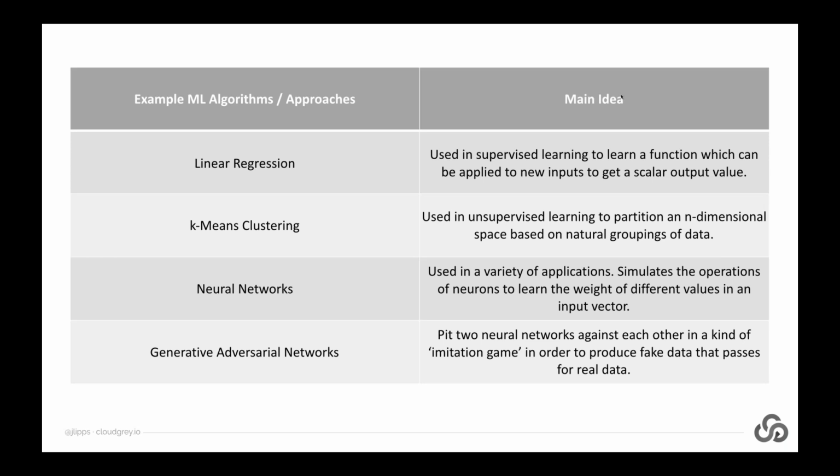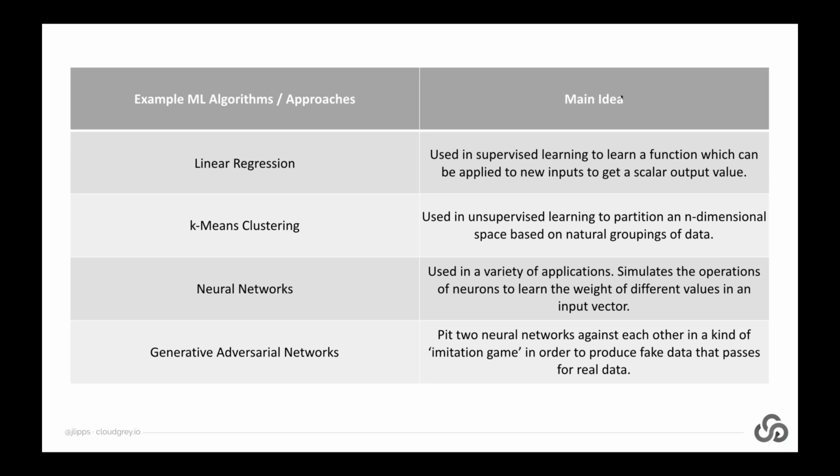Something you've probably heard about is neural networks. Now, neural networks are used for a lot of applications. The idea behind neural networks is that they actually simulate the operation of neurons in human brains to learn how important different values in an input vector are towards an ultimate prediction for the output. And when I say input vector, I just mean the set of things that we care about for each type of input.